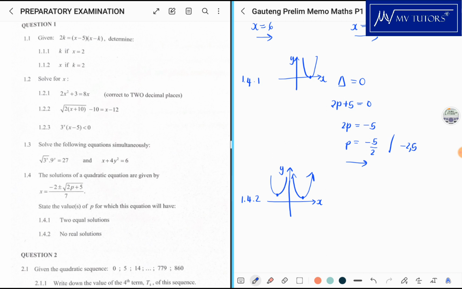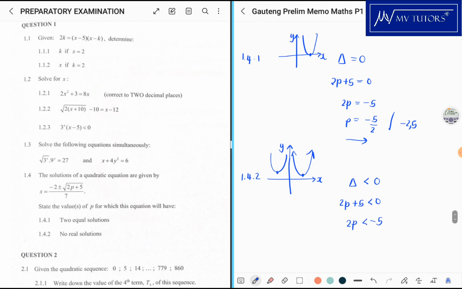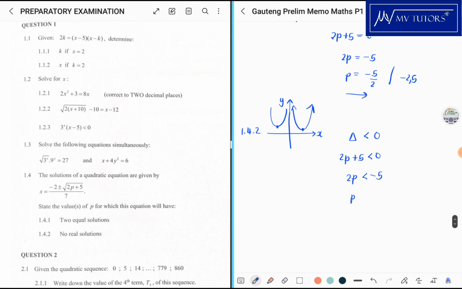Anyway, no real solutions. Basically, your discriminant, whatever is under the square root, is smaller than 0. Now, you know, if you have anything smaller than 0, if you plug that into the calculator, it will tell you no solution or math error. Okay, but anyway, here we are. 2p plus 5 is smaller than 0. So 2p is smaller than minus 5. Again, similar solution.